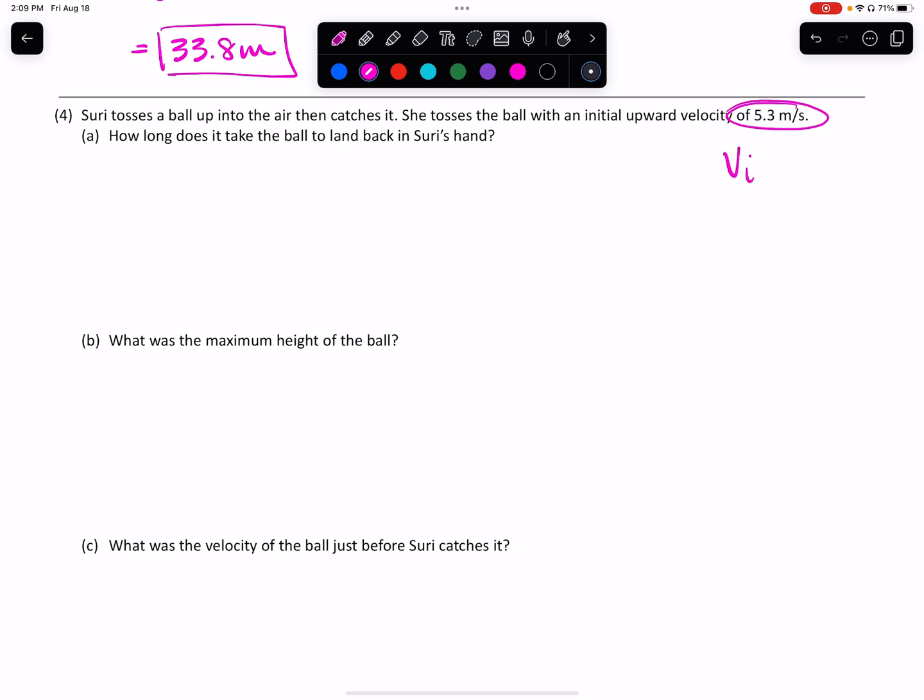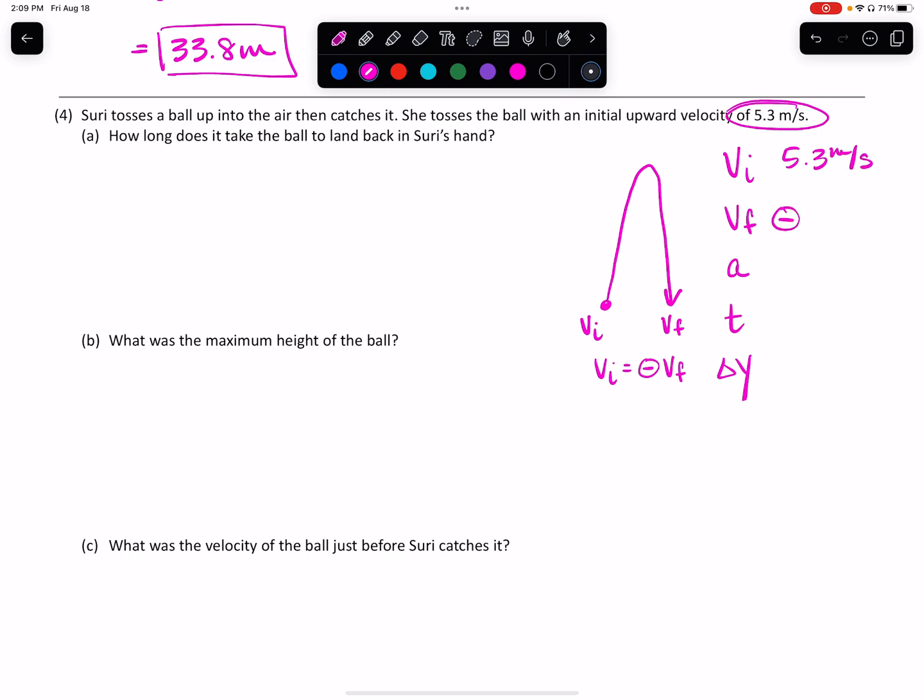So we have V initial, V final, acceleration, time, change in position. This time we have an object moving up and then coming back down. We can assume it's caught at the same height. So we're going to have an initial velocity and then we'll have a final one. And remember the relationship between these two, that initial velocity is equal to the final velocity just with a negative sign. So I know that if I throw it up at 5.3 meters per second, when I catch it, it will be moving at 5.3 meters per second, but downward, so it becomes negative. I also know gravity is negative 10 meters per second squared, and that's all I know.